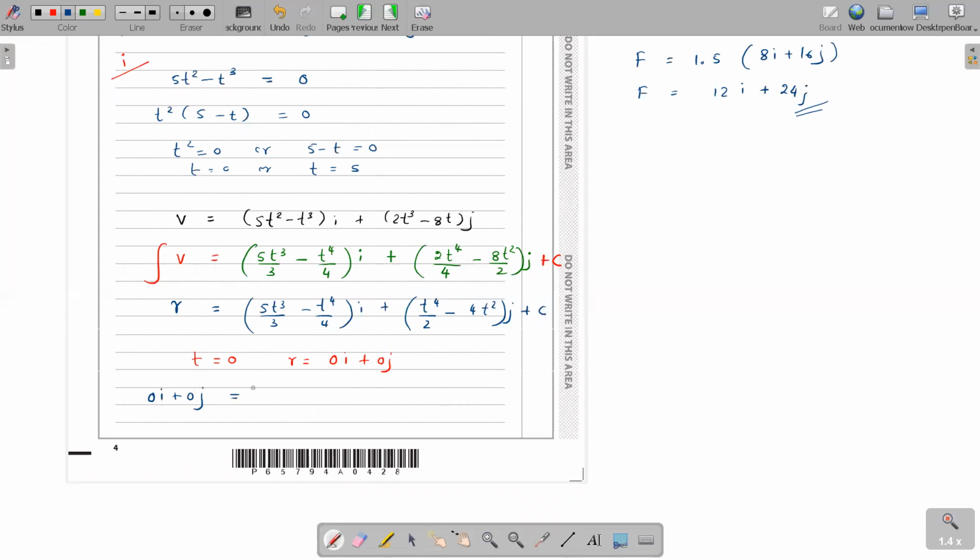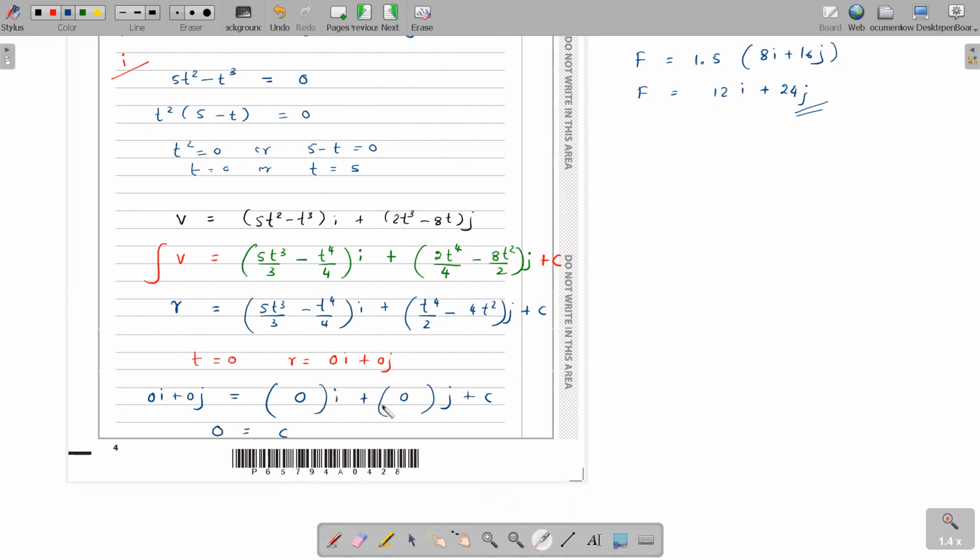Because I'm putting 0i, 0j, since our equation is in terms of i and j. So you better use that. Here, when time is 0, you can see 0, 0, so the whole thing sums up to 0. Here also 0, 0, and the whole thing sums up to 0, plus C. So what do you think will happen to C? Does C have any ij value? C is 0.